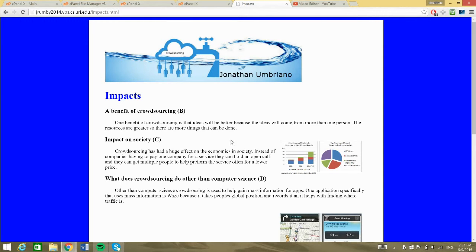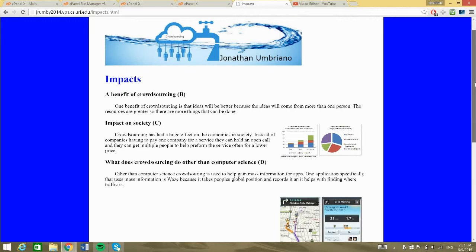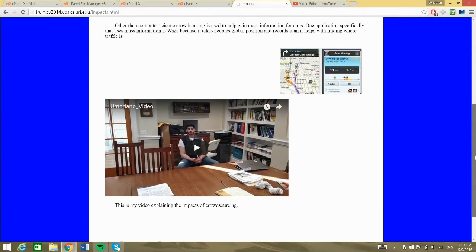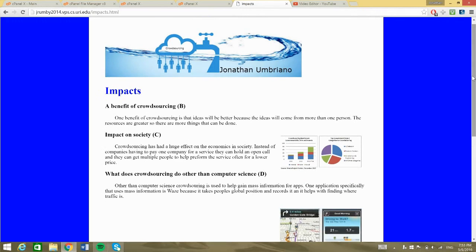On this page, there's 3 questions answered, a graph, an image, and a video clip. The first question is, what is a benefit of crowdsourcing? One benefit of crowdsourcing is that ideas will be better because the ideas will come from more than one person. The resources are greater, so there are more things that can be done.